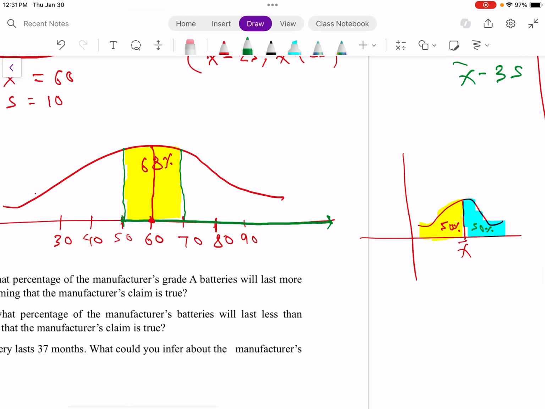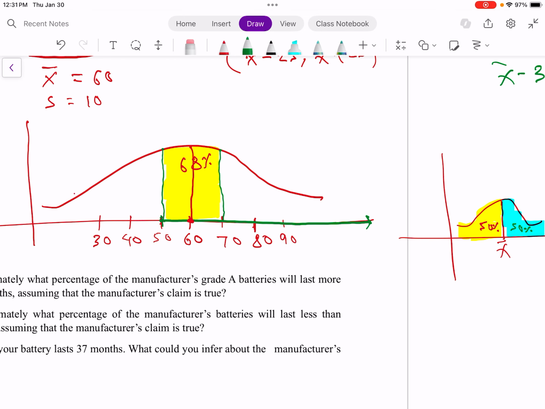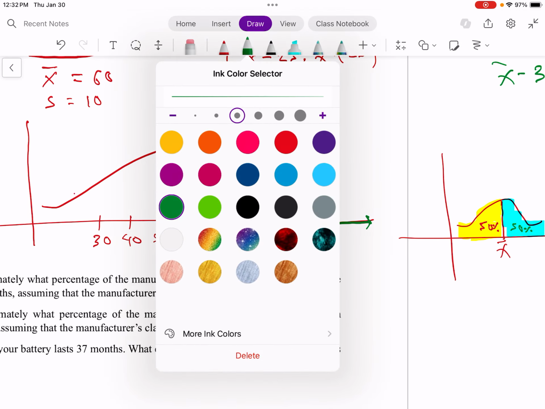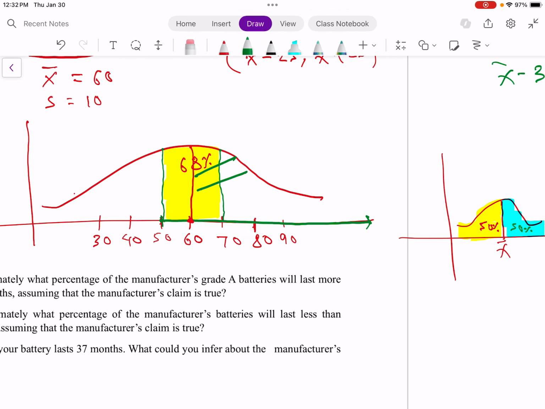Now, in a similar way, can you tell me what percentage of measurement do we find on the right of 60? It's 50%, because 60 is the mean, which is the median. So this region is 50%. Now, what can you say about these two regions?